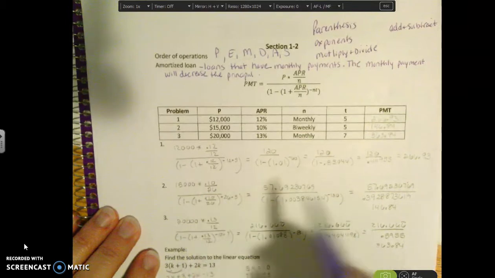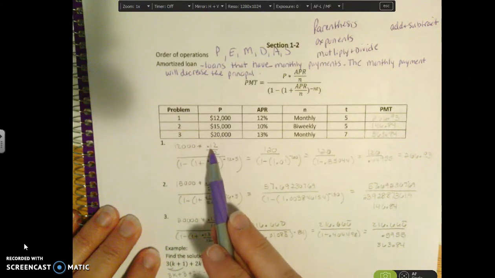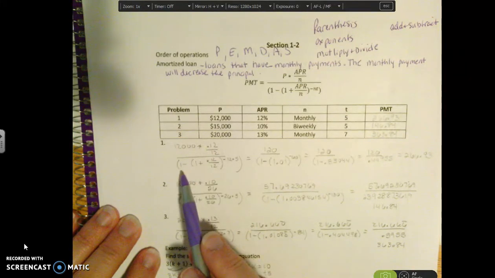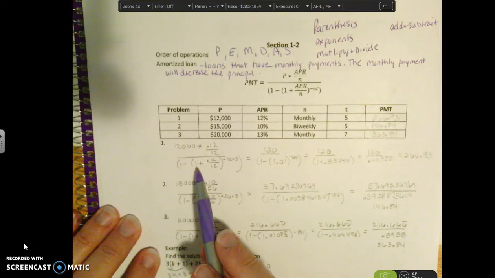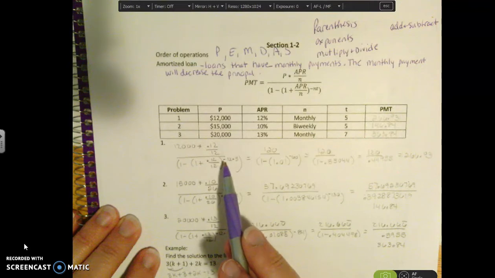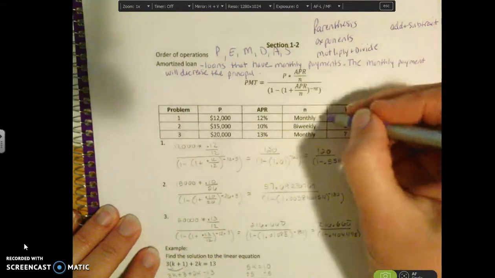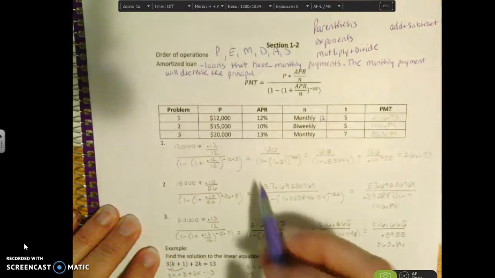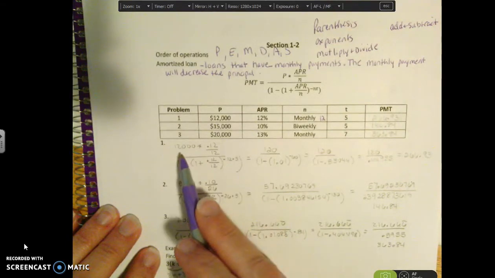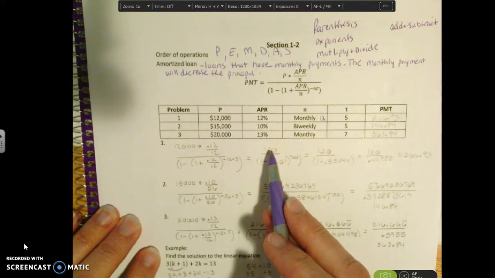So when you put this all into your calculator, you're putting it into the formula. You've got the $12,000 times the 0.12 divided by 12. And then you've got 1 minus, 1 plus 0.12 divided by 12, close your parentheses, all of that raised to the negative 12 times 5. So monthly is 12. So when I calculate the top, 12,000 times 0.12 divided by 12, I get 120.